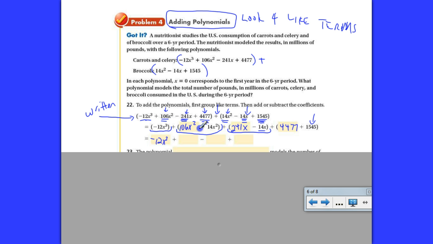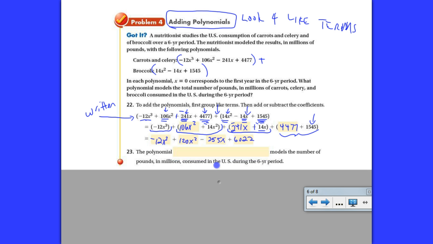106 plus 14, that's pretty simple. Add those together. 106 plus 14 would be 120. And don't forget to put x squared. And then the next one is this one, 241 minus 14. I'm sorry, it's negative 241 minus, that was supposed to be negative, sorry about that. That was negative there, and that should be negative there. Negative 241 minus 14, so think plus negative. So that would be minus 255x. Plus the last one, those two numbers there add up to 6022.